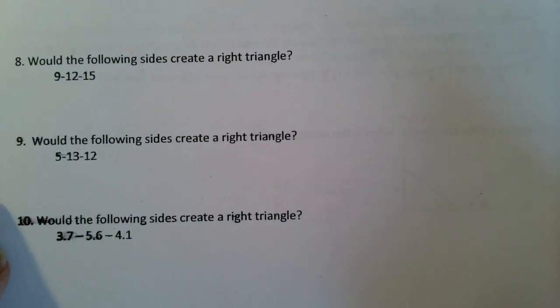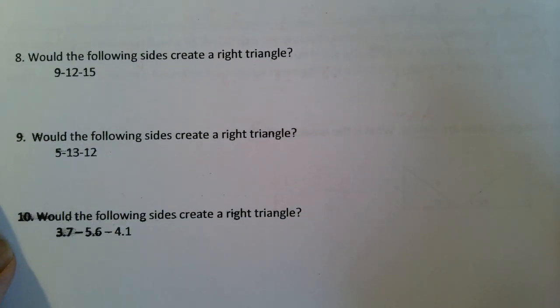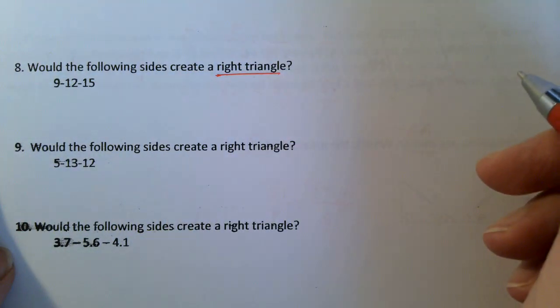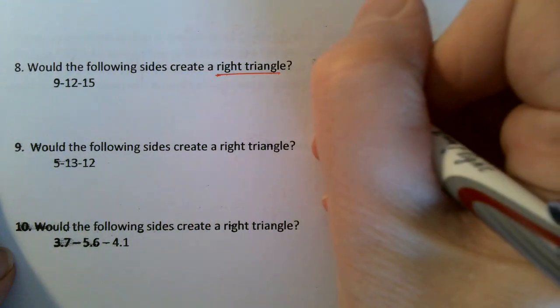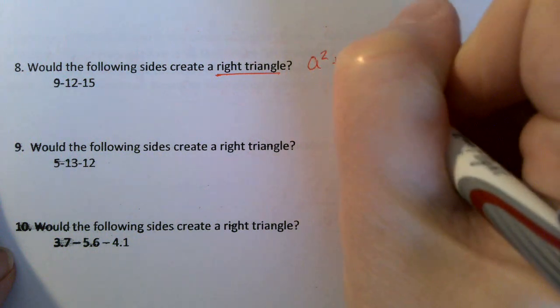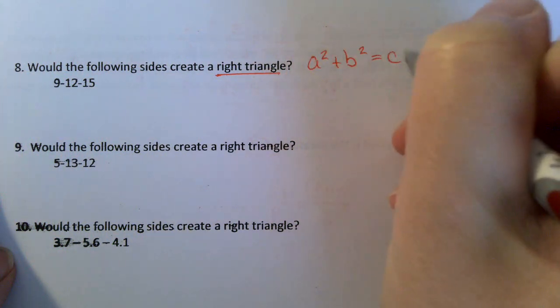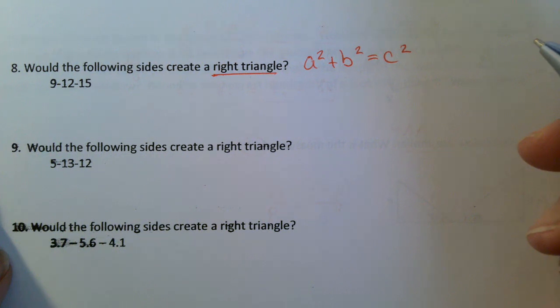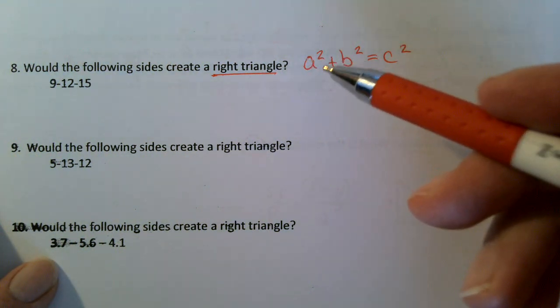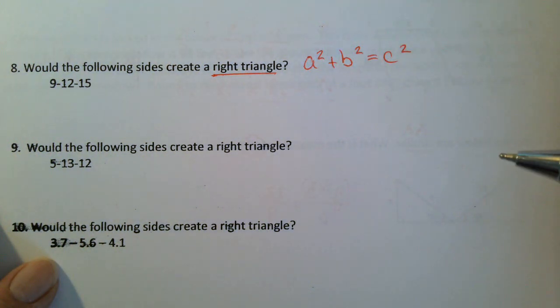All right, look at these down here. It says, would these create a right triangle? What do we know about right triangles? How do we know it's a right triangle? A squared plus B squared equals C squared. And we're going to talk about this on the next page. What's important to know about the A, B, and the C?